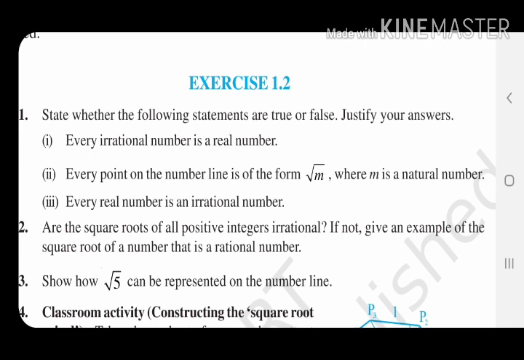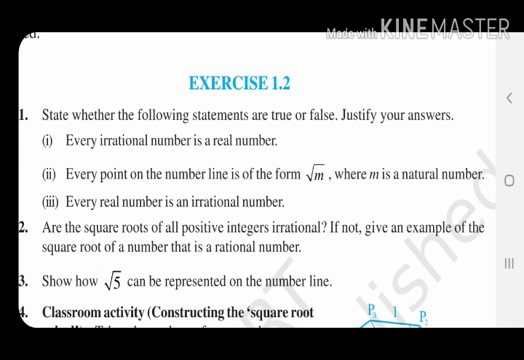But here it is saying where m is a natural number. Every point on the number line is of the form root m. So if I say a number on the number line is 36 by 49, it is not the square root of any natural number. So if m denotes a rational number, then the statement is correct. But now the statement is wrong. Next question, bit 3 already discussed.